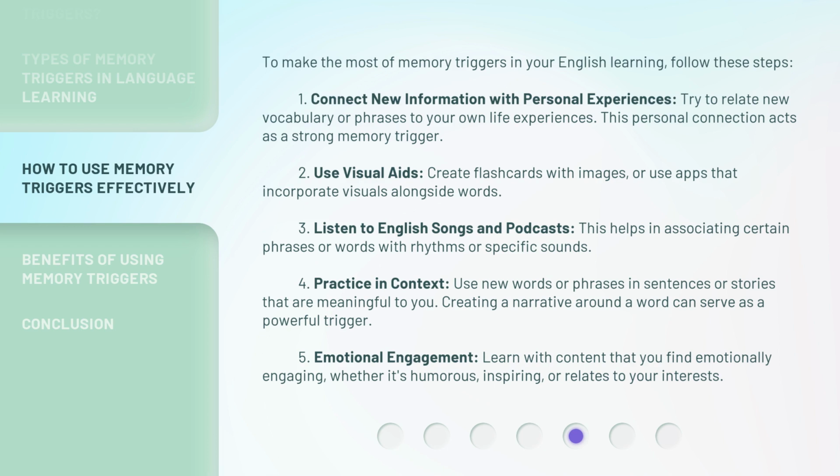4. Practice in context. Use new words or phrases in sentences or stories that are meaningful to you. Creating a narrative around a word can serve as a powerful trigger. 5. Emotional engagement. Learn with content that you find emotionally engaging, whether it's humorous, inspiring, or relates to your interests.